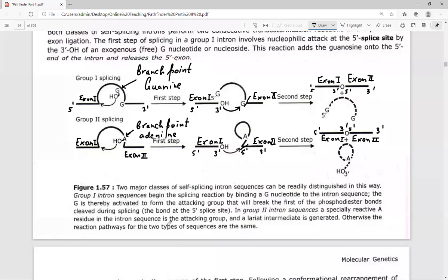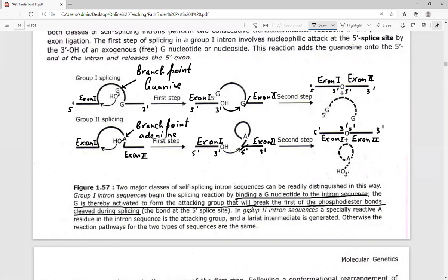You can look here. The group 1 intron sequence begins the splicing reaction by binding a guanine residue to the intron sequences. There is a guanine residue present in the intronic sequences. The guanine is thereby activated to form the attacking group. Guanine gets activated, forming the attacking group that will cleave the first phosphodiester bond during splicing. So this is the first phosphodiester bond that would be cleaved.